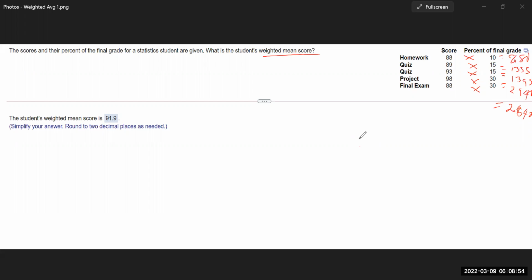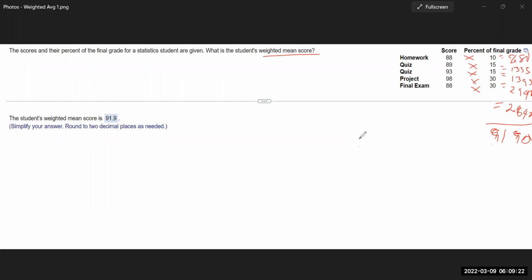Now, when you are done, you sum all these together. Okay, so add 880, 1,335, 1,395, 2,940, and 2,640 together. And that gives you 9,190. Okay, so the sum of that will give you 9,190.